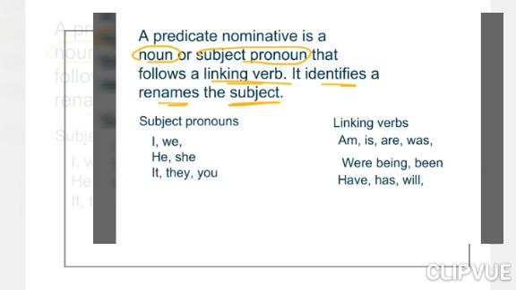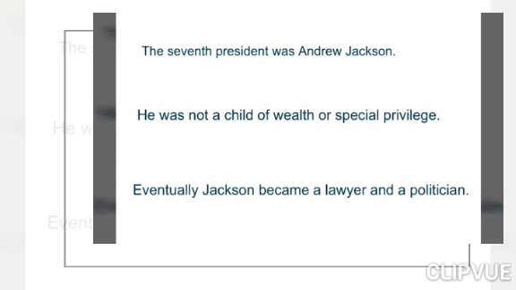Linking verbs. I just have some examples over here: is, are, were, been, have, has, and will. I know that we have many more, but these are the ones that we are going to be using in the sentences that we are going to be working on in this video. So let's look at the next sentences.